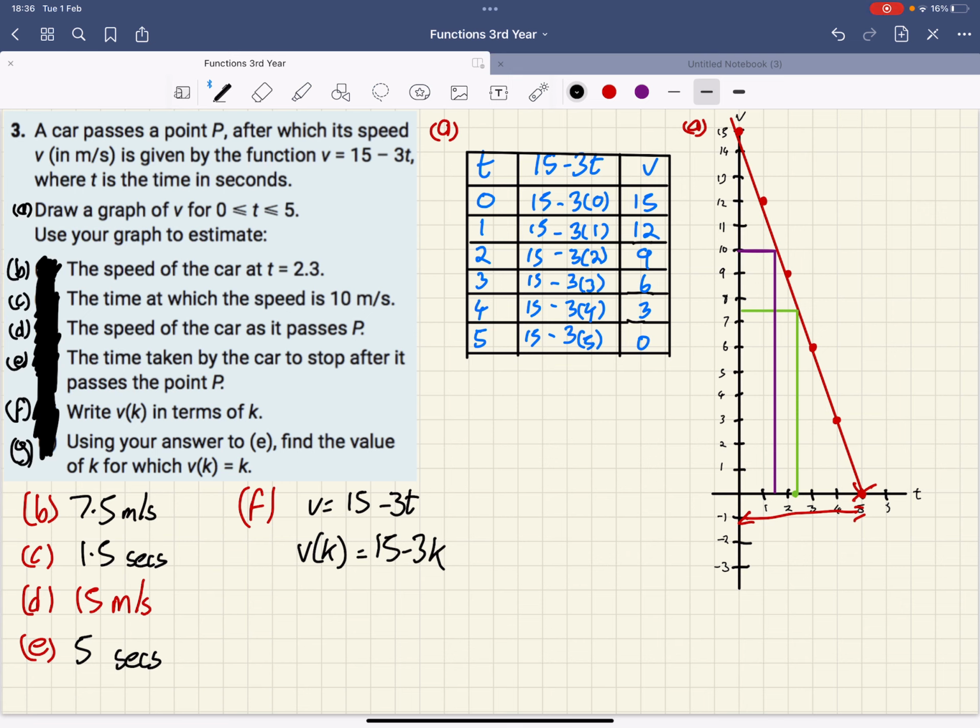Using your answer to E, find the value of K for which V of K is equal to K. So when does 15 minus 3K equal K? What we do then is just algebra: take K away from both sides. We get 15 minus 4K is equal to 0. Minus 4K is equal to minus 15. 4K is equal to 15. K is equal to 15 divided by 4, which is 3 and 3/4. There it is.